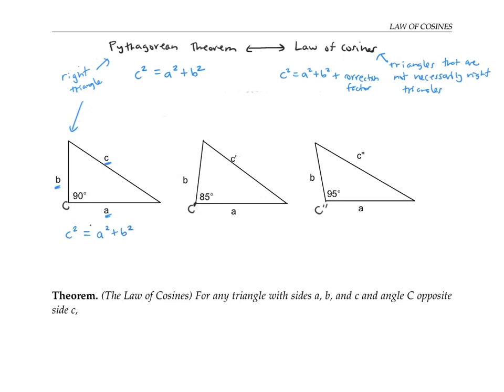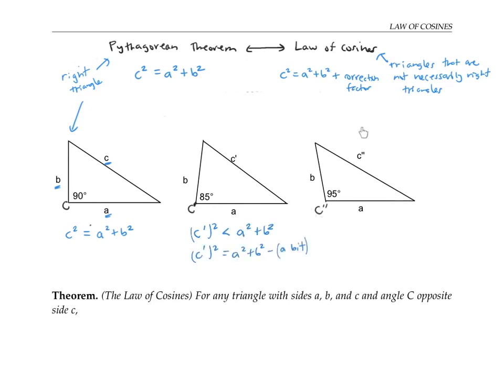So we expect this side length c prime should be a little bit shorter than the side length c in the previous triangle that had the same side length b for its legs. Therefore, c prime squared should be less than a squared plus b squared, or in other words, c prime squared should equal a squared plus b squared minus a little bit.